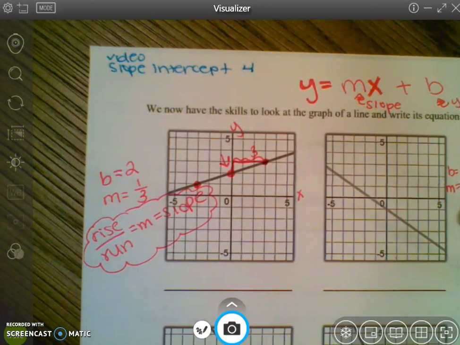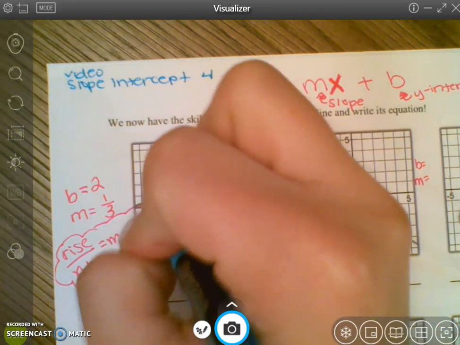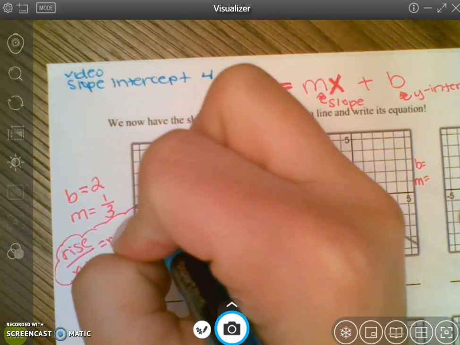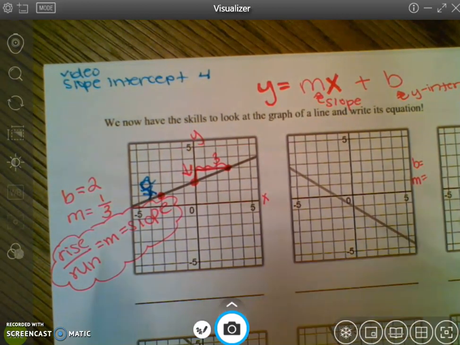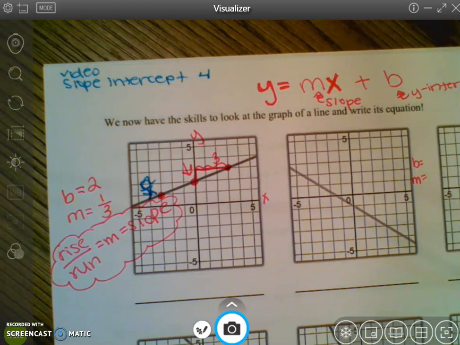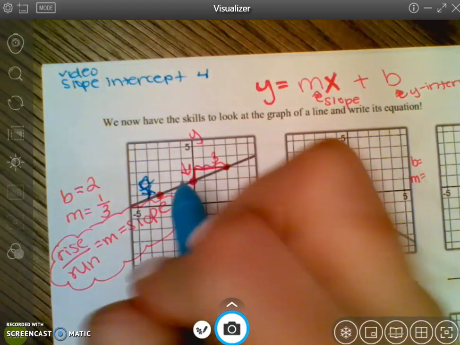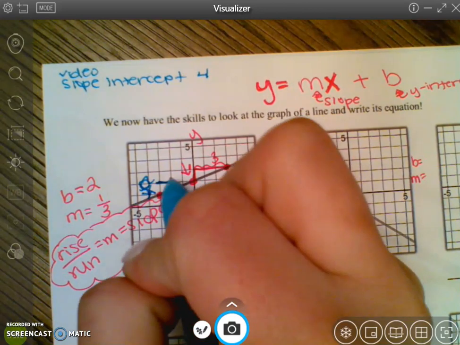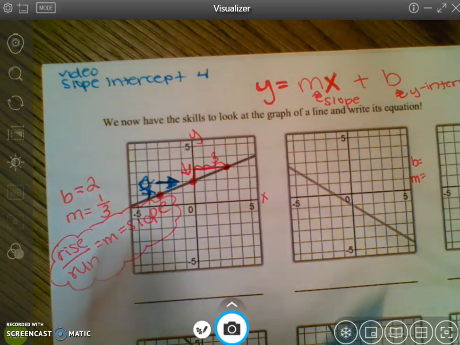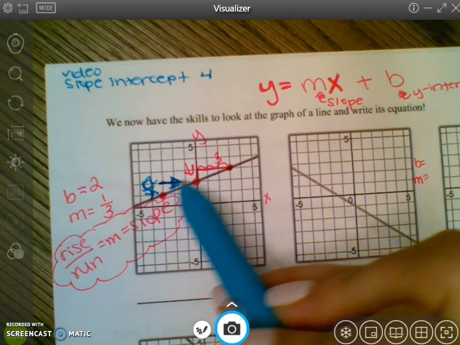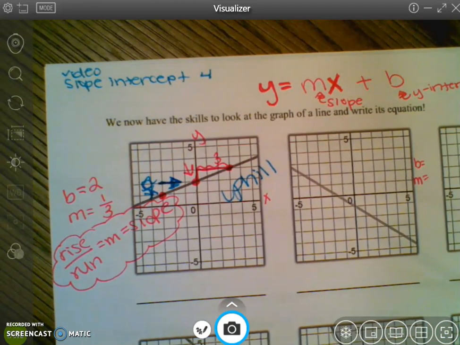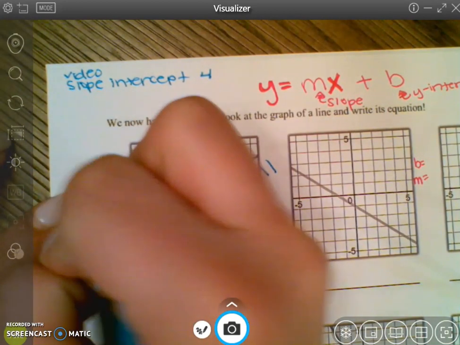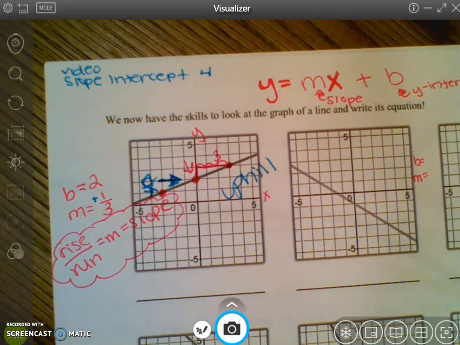And the last thing you ask yourself, I'll make myself blue. If I was a person walking on this hill, and remember, which way do I walk? I can only walk to the right. So I'm walking this way. So if I'm walking this way, I'm actually walking uphill. So this guy is uphill, which means my slope should be what? Positive. So you don't have to, but you can put a little positive on it if you want.